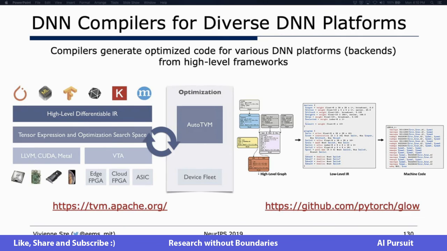Another thing that's also been really important are compilers for the different platforms themselves. So obviously GPUs and CPUs have compilers, but as you have more diverse custom hardware platforms, you'd also need more sophisticated compilers. So there's been a lot of work in terms of things like TVM and Glow from Facebook looking at how you generate optimized code for these different hardware backends from high-level frameworks like TensorFlow, PyTorch, and so on.